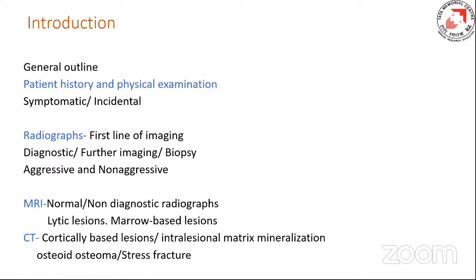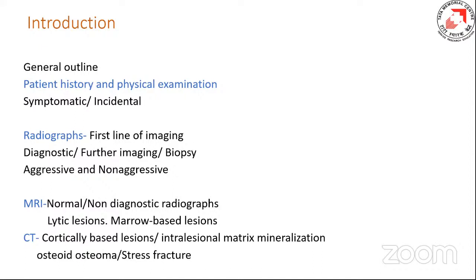So we all know that we should have a general outline regarding bone tumors. First is the patient history. Second is the physical examination, and whether the lesion was symptomatically picked up or was incidental. And the radiographs, as part and parcel of physical examination and the first line of imaging, could give three answers: it is diagnostic, we don't require further workup, or we require further workup or tissue sampling.